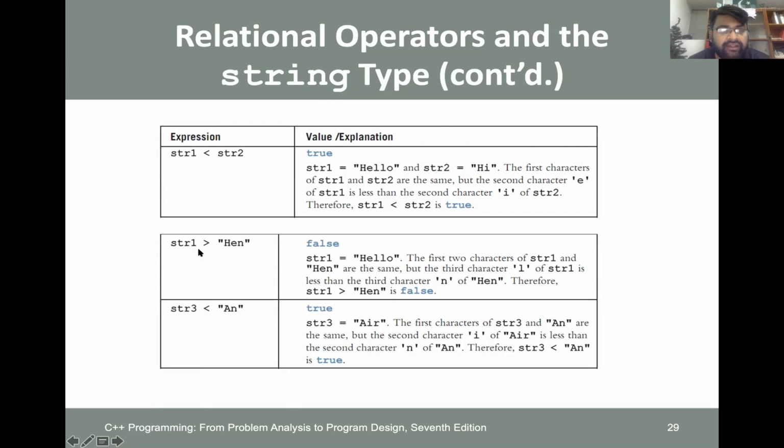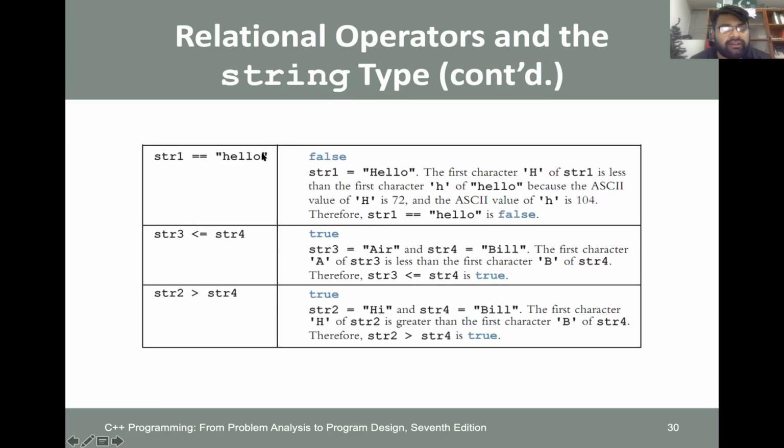Let's see if string 1 is greater than hen. So hello matches with hen: H, H, E, E, L and N. Since L is less than N, hen is actually greater than hello. Hence, this will evaluate to false. String 3 is air, compared with N. So A compared with A is equal, I compared with N, I is less than N. Hence, this will evaluate to a true value.